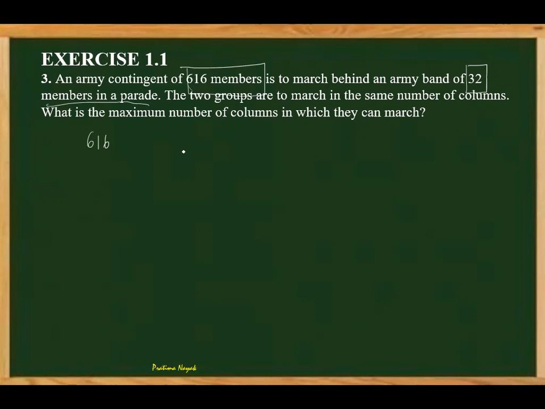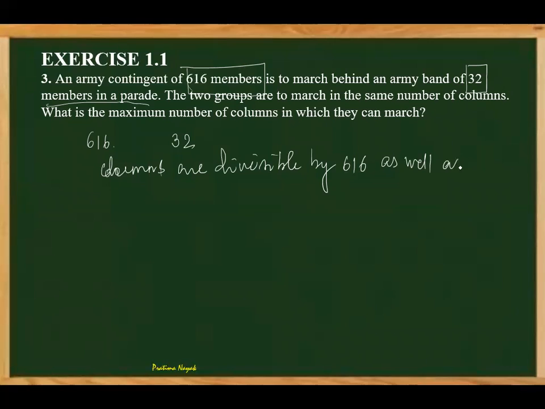616 members are there and 32 members in a one column. So that means the number of columns are divisible by 616 as well as 32. So what is it? It is HCF of 616 and 32. How to find it?